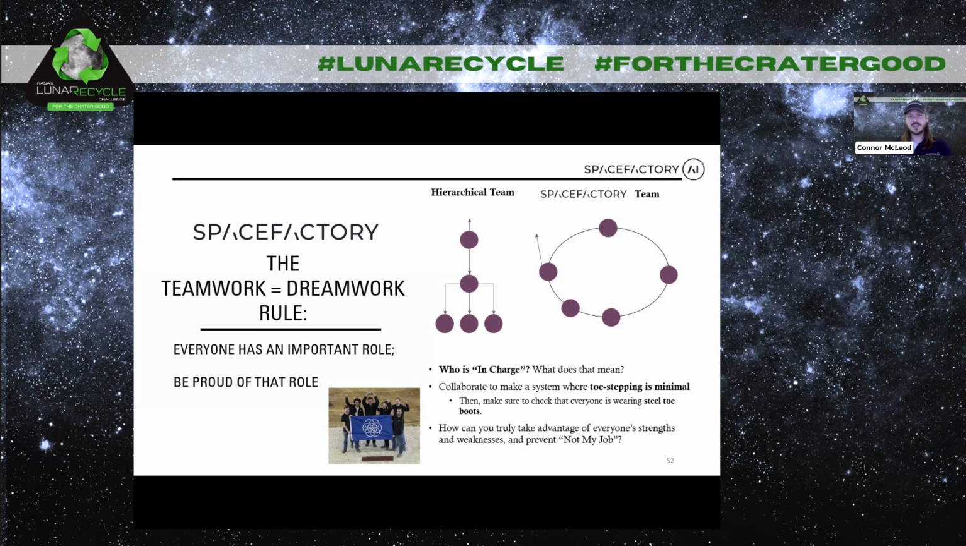But everyone has an important role, and obviously everyone should be proud of that role, right? So who's in charge? What does that even mean? Collaborate to make a system where toe stepping is minimal, and then just make sure that everyone is wearing steel-toed boots, so that when somebody's toes are stepped on, you don't take it personally. And then how can you truly take advantage of everyone's strengths and weaknesses and prevent "not my job," which in my personal opinion breeds failure within a team, a structure, and an organization, right? So next slide, please.